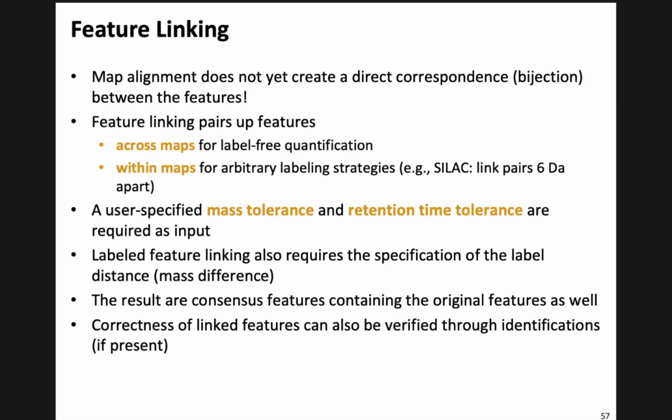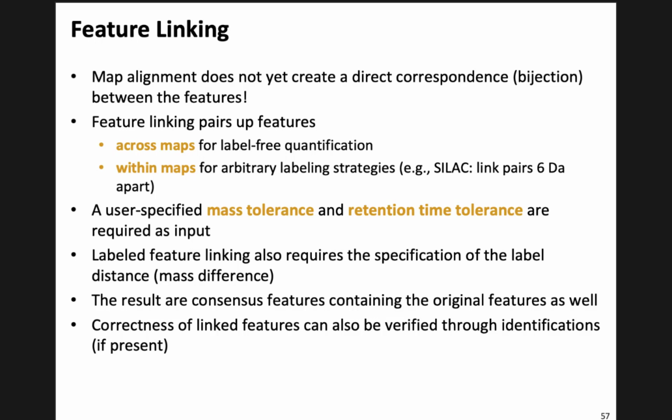Okay, feature linking is then the process of taking these aligned maps and assigning one feature in one map to a feature in another map. You can do that across maps for label-free quantification, or the same concept applies to labeled data. If you have two labels in the same map, you can cross-link within the map and find pairs of features that are, say, 8 Dalton apart for SILAC, for example. In order to find matching pairs, you need to have a mass tolerance and a retention time tolerance as input.